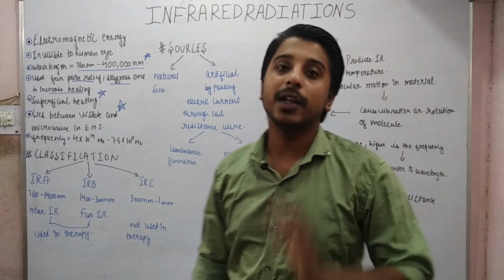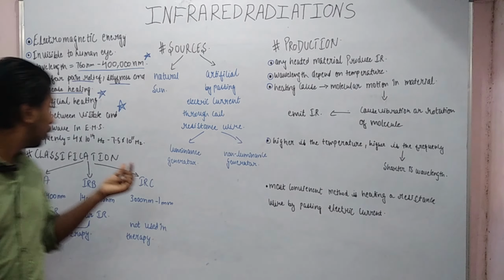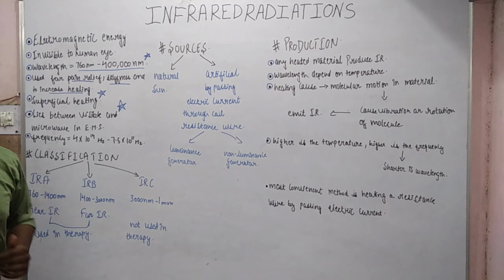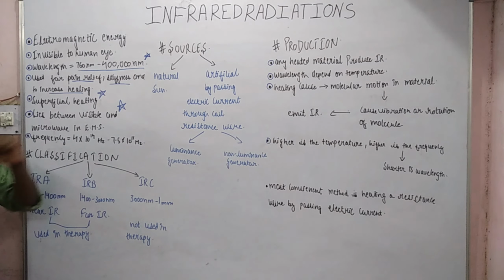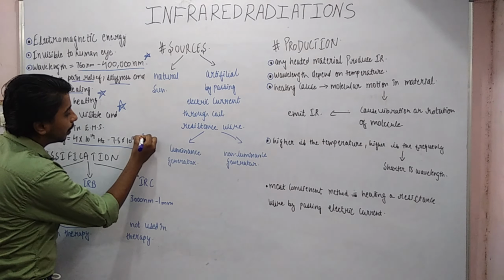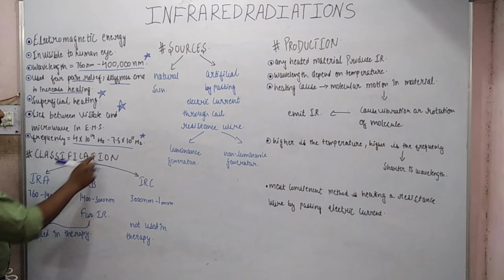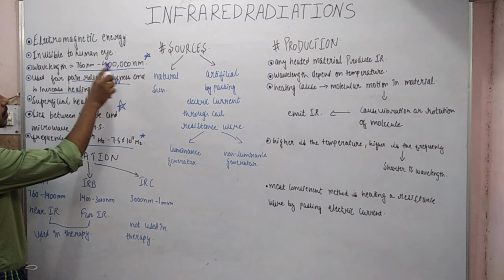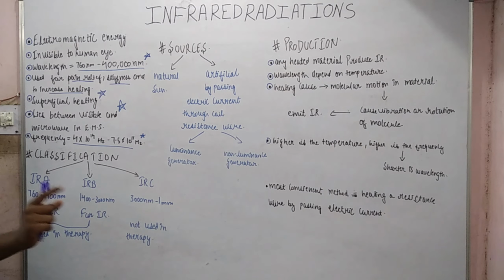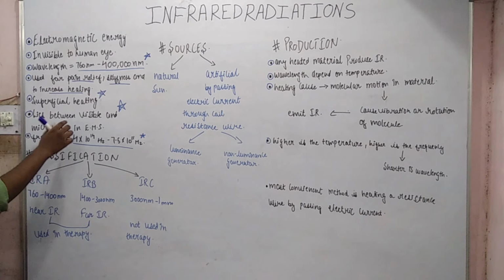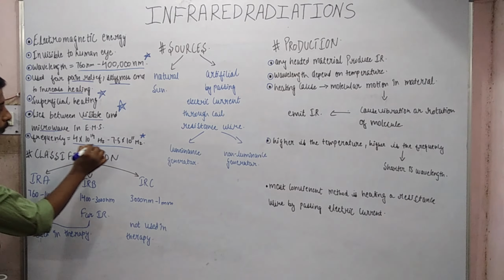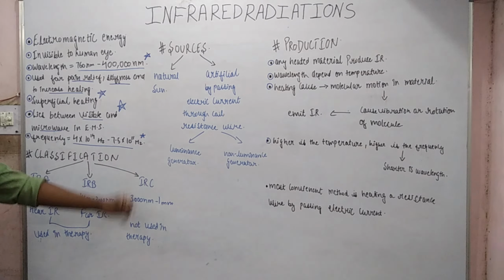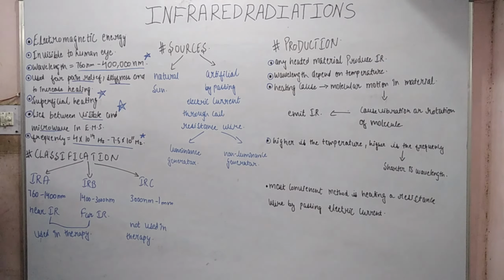And frequency is again very important: 4 into 10 to the power 14 to 7.5 into 10 to the power 11 hertz. It is important to remember. So wavelength 760 to 4 lakh nanometer, you need to memorize it simply. Then superficial heating, then it lies between the visible and microwave, and frequency is 4 into 10 to the power 14 to 7.5 into 10 to the power 11 hertz. These are a few questions from the introduction point of view.